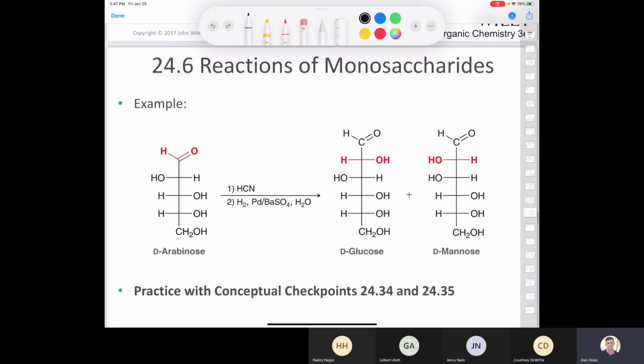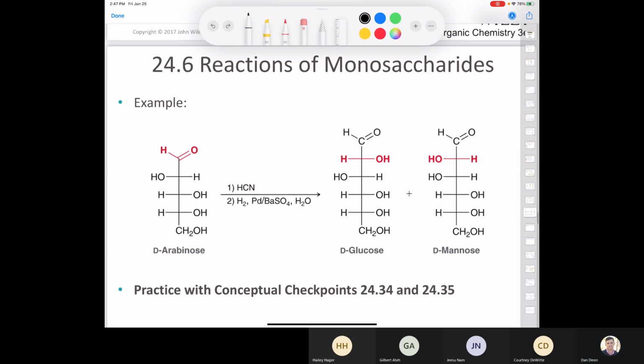And again, you don't have to have these structures memorized. I recommend knowing glucose because it is the most abundant monosaccharide on the planet. But again, mannose, I wouldn't expect you to know that. If you needed the structure for a quiz, I would provide it for you. You don't have to pull that out of a hat or anything.